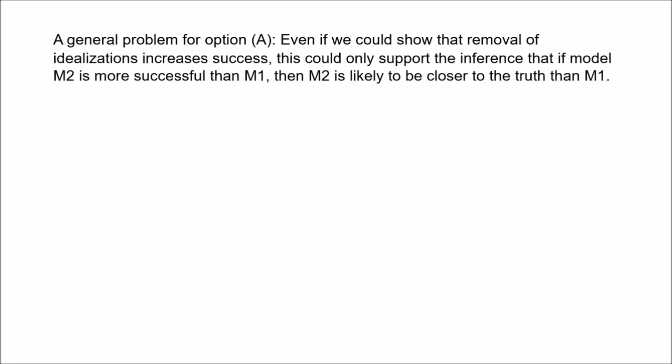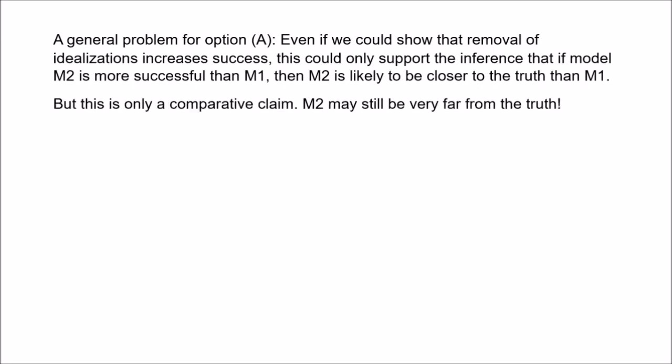Another problem for option A, perhaps the most serious, is that even if we can show that removing idealizations increases success, at best this could only support the inference that if one theory is more successful than another, then it's likely to be closer to the truth than the other. So when a newer, more successful theory replaces an older one, the newer one is probably closer to the truth. But that is only a comparative claim. Even if M2 is closer to the truth than M1, M2 may still be very far from the truth, and we may not be justified in believing any of the propositions of M2.